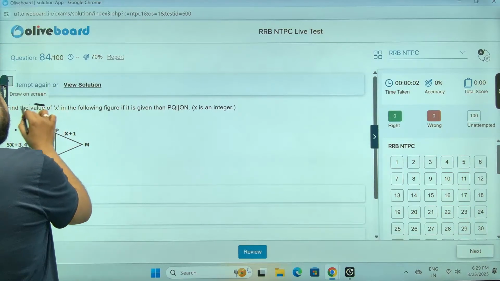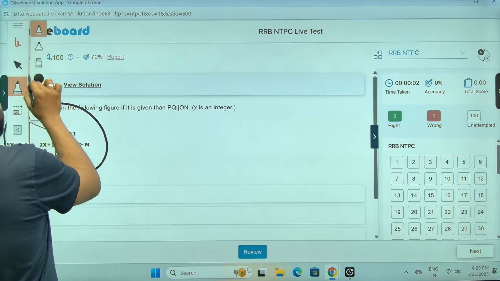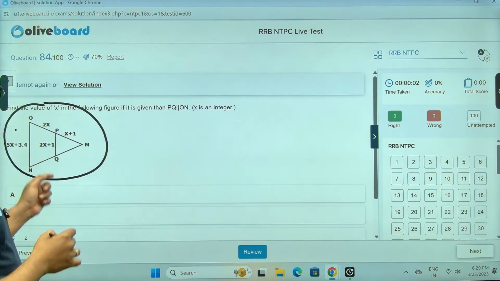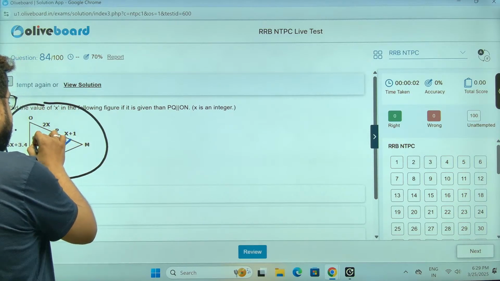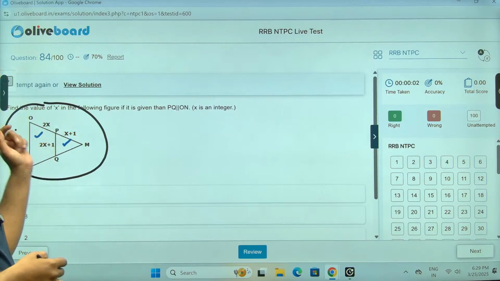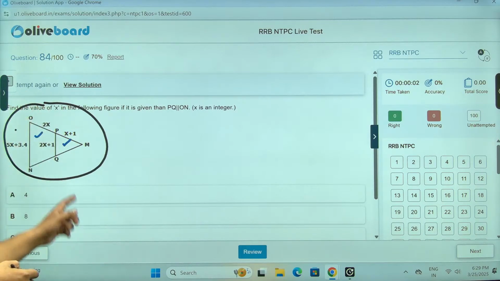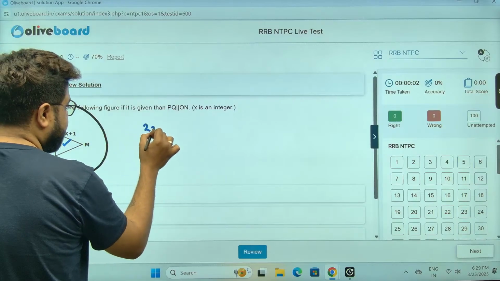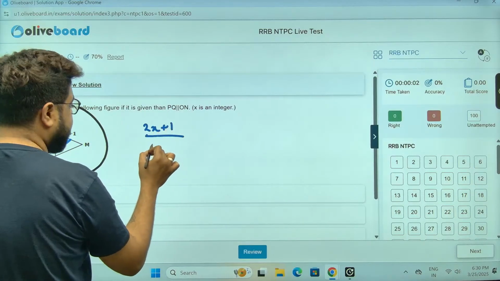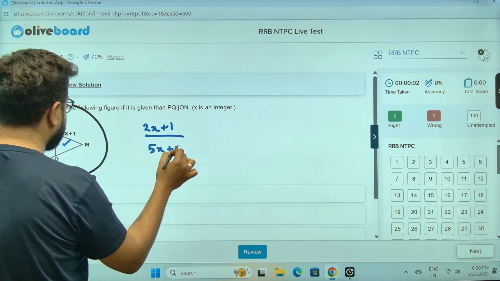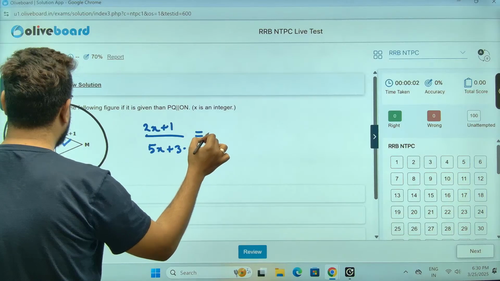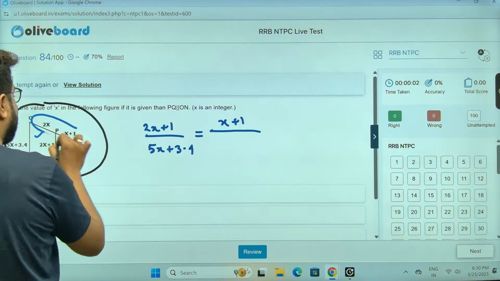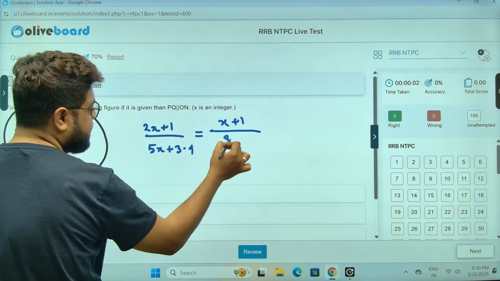Sir, this is a template question of Thales. Thales ka template question, sir. Right? Thales is saying this triangle is similar to the bigger, the whole triangle. That means the base by base, 2x plus 1 divided by 5x plus value दिया है, is equal to the smaller one, x plus 1, divided by the bigger one, the whole thing, 3x plus 1.